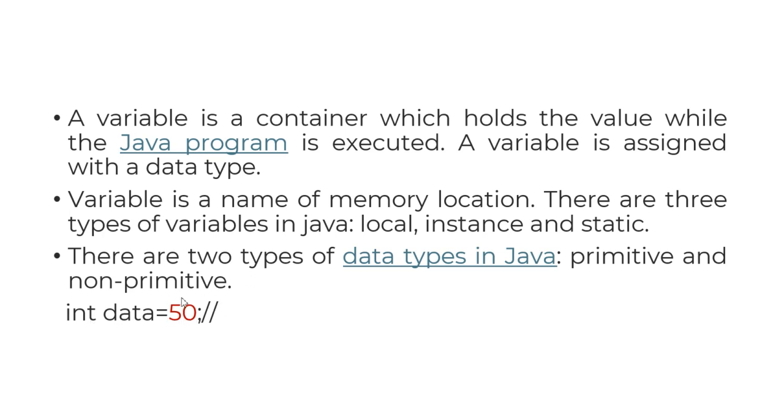So basically this variable is a memory location. 50 is stored in a memory location, and we are using this variable data to contain this value and to name that particular memory location. Here the data type is integer, so we can have various kinds of data types like string, float, etc. This int is a primitive data type and there are various non-primitive data types which we will see later on.